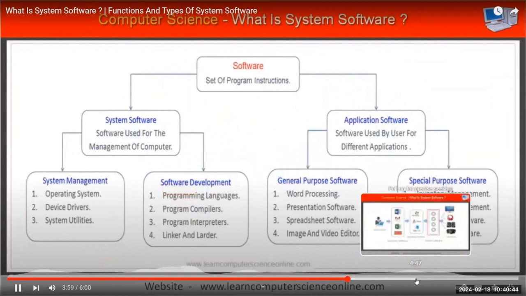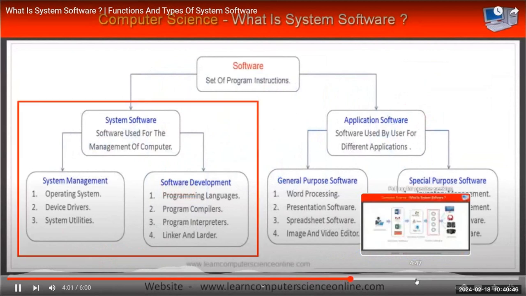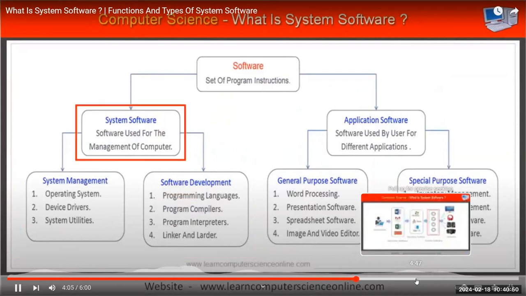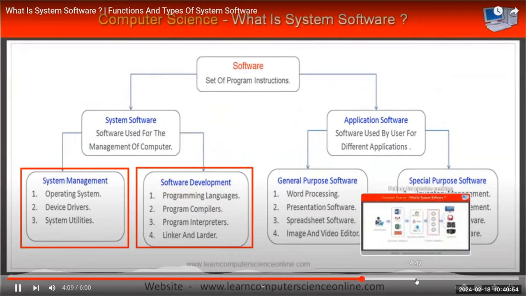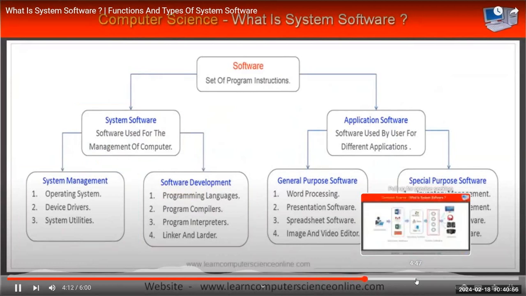Okay, let us now take a quick look at different types of system software used by the computer system. The system software can be grouped into two main types. The first type of system software is internally used by the computer system for the management of the computer system itself. On the other hand, the second type of system software is used by the programmers and the software developers for the development of the software.